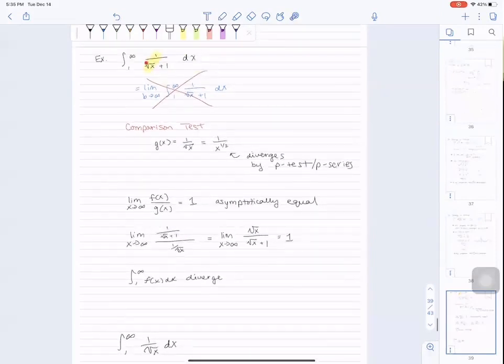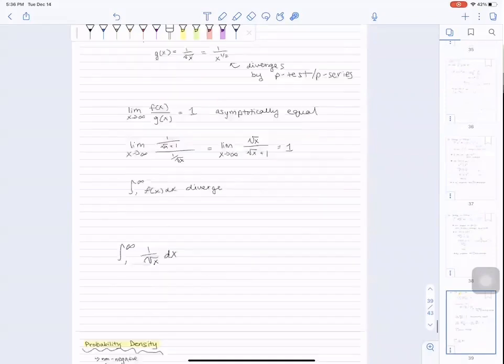But if it's something more complicated, that doesn't look exactly like the rules I listed above, then you can't just say by some test. You should do the comparison test or something else. Oh, by the way, the question was, is the p-test sufficient enough to determine if an integral diverges or converges?